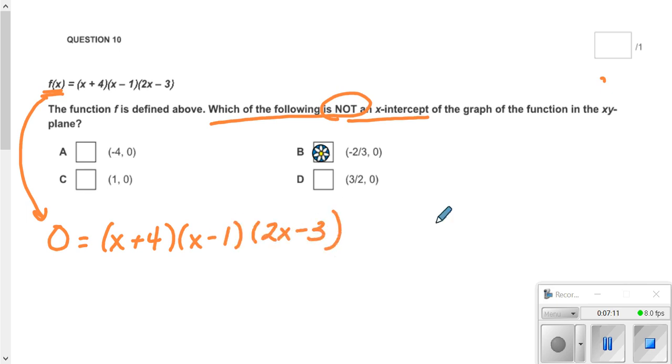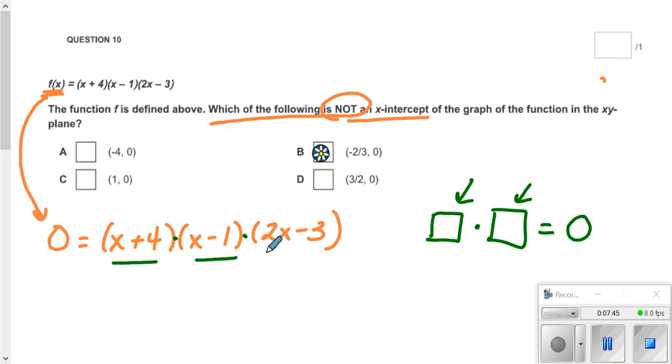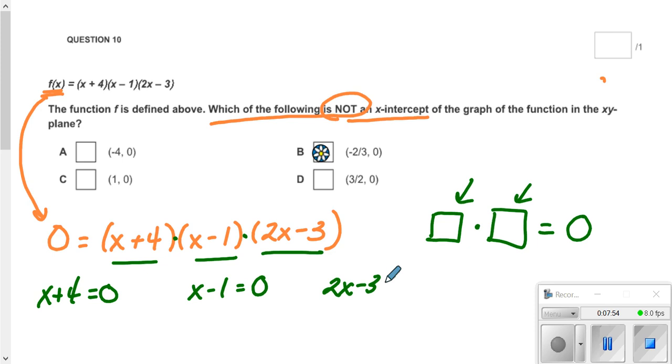And I know that if I have any things that are multiplied together, something in that box, something in that box. If I have 2 things multiplied together, let's say, and my answer is 0, one of these things has to be 0 because I can't multiply 2 positives and get 0. I can't multiply 2 negatives and get 0. I can't take a positive times a negative and get 0. The only way to get an answer of 0 in a multiplication problem is if one of the things I'm multiplying is in fact 0. So this is a multiplication problem. There's multiplication happening here and here. So one of these 3 things has to be 0. Either x plus 4 is 0, x minus 1 could be 0, or 2x minus 3 could be 0.